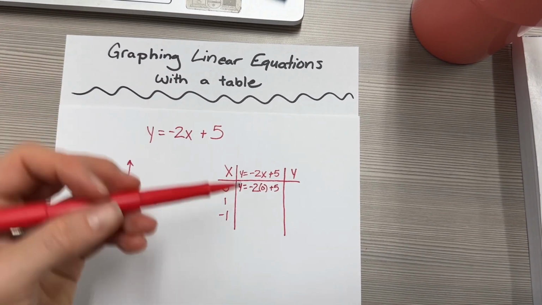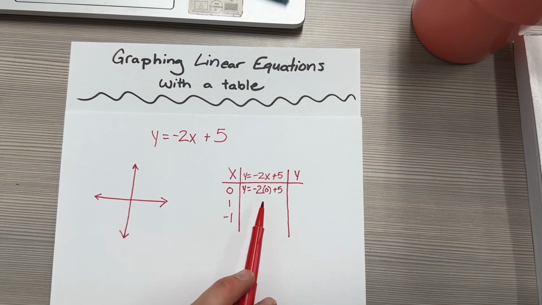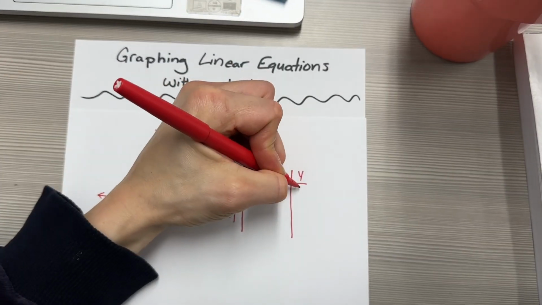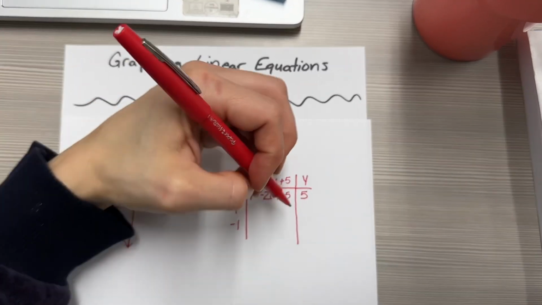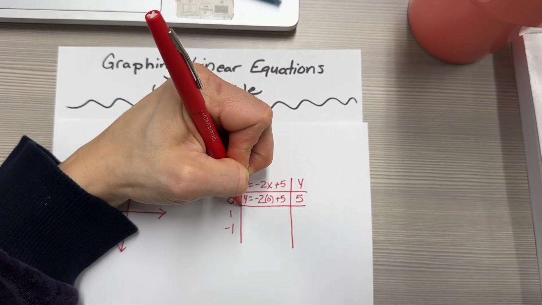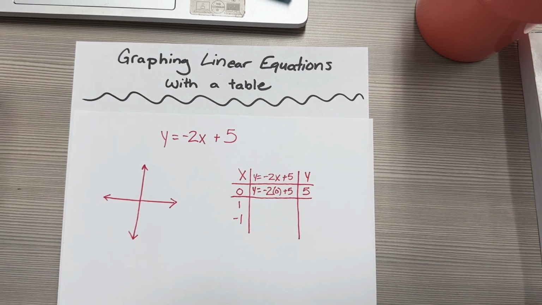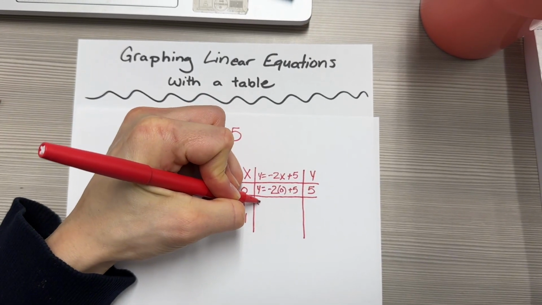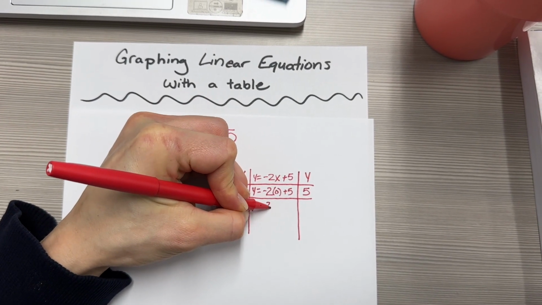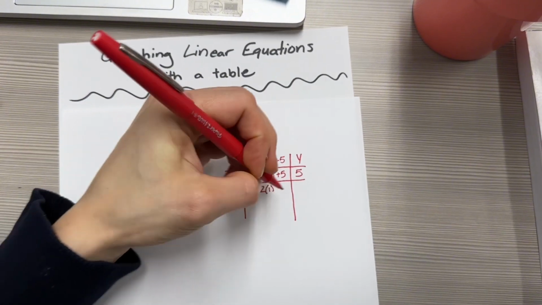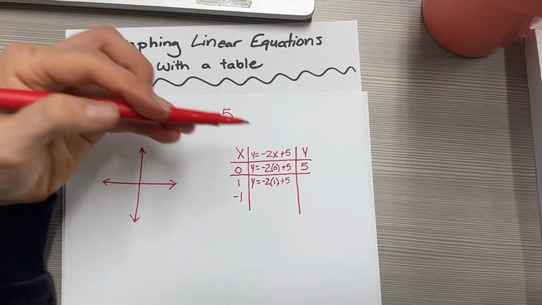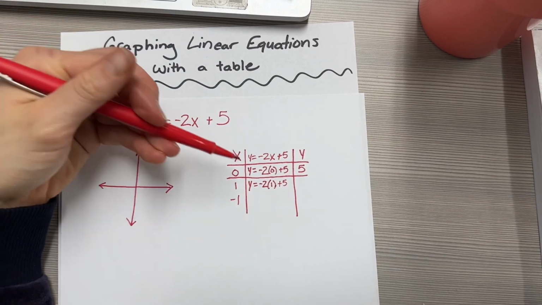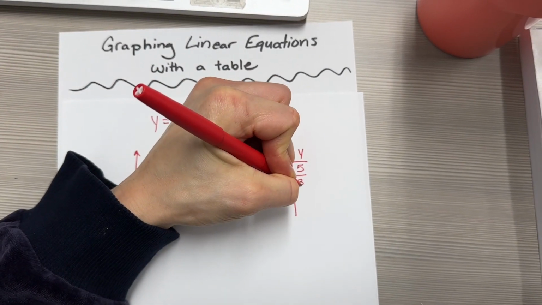We solve. 0 times anything is 0, so that will just be 0 plus 5, which is going to give us 5. So we have our first ordered pair. Second one, again, we're going to substitute that 1 in for the x, so y is equal to -2, this time times 1, plus 5. 1 times -2 gives us -2 plus 5, which will give us 3.